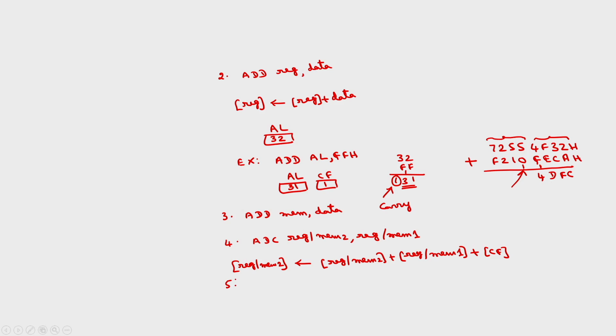Similarly, corresponding to this you can have ADC register comma data. Here the operation is register plus data plus the status of the carry flag, and it is stored in the register. So the only difference between this instruction and ADD is that here an extra thing is the carry flag. If the carry flag is reset to 0, then both ADC and ADD are the same. And the sixth instruction is ADC memory comma data.